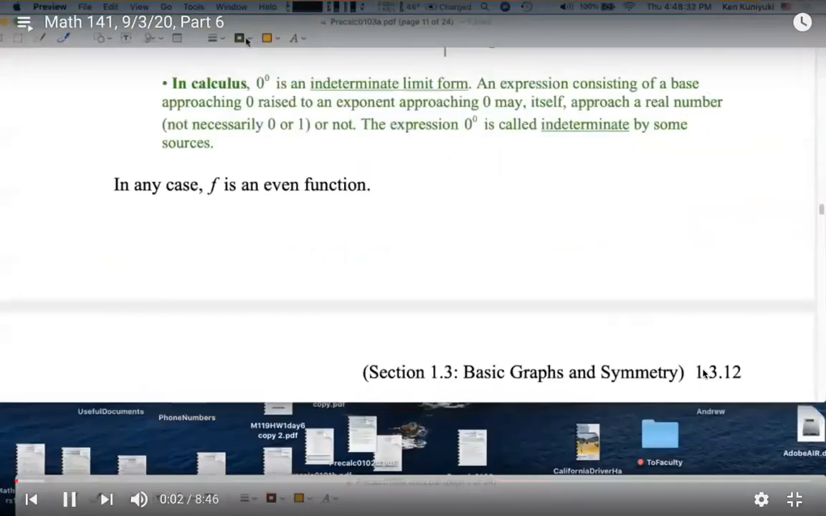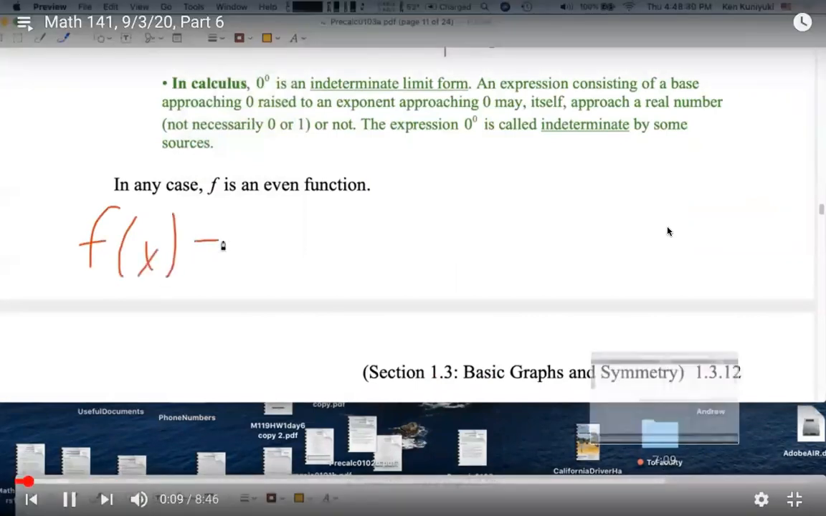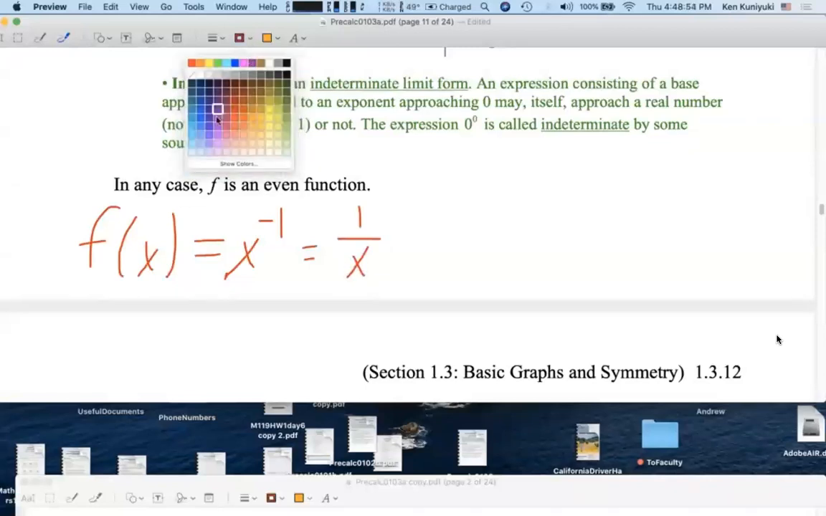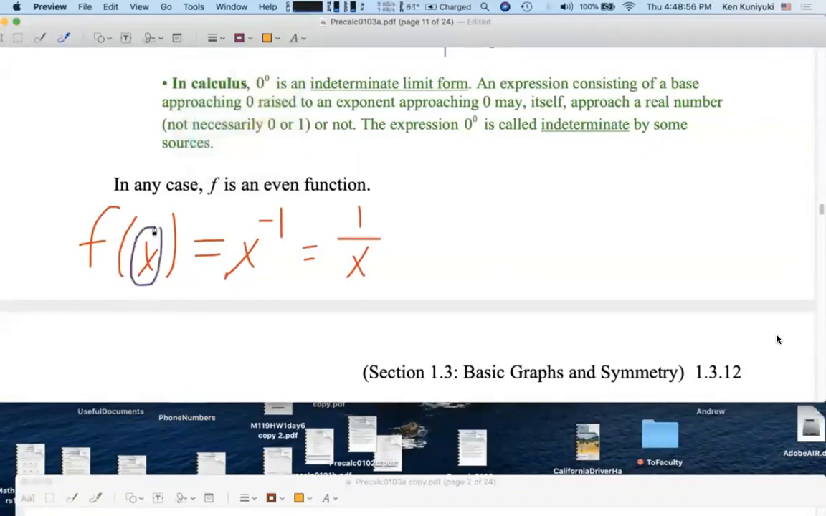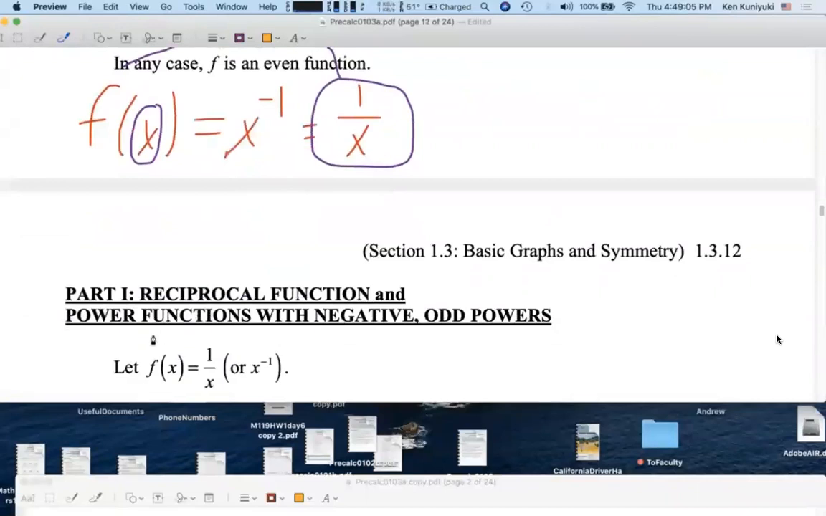Hey everyone, how do you graph f of x equals x to the -1? What's another way of writing x to the -1? 1 over x. So what does this function do to its input or argument x? It takes its reciprocal. How do you graph the reciprocal function? What's the graph of y equals 1 over x?